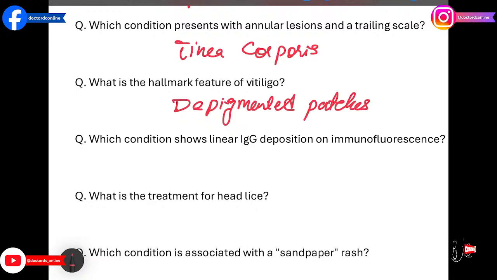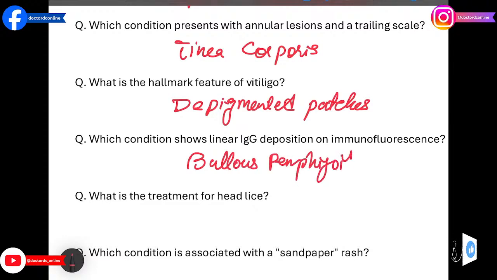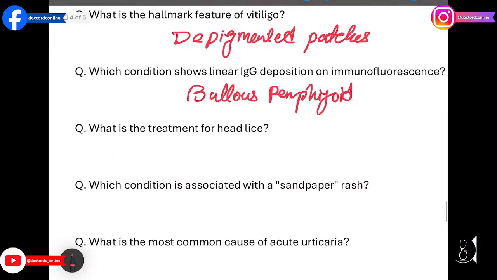Which condition shows linear IgG deposition on immunofluorescence? Bullous pemphigoid. This autoimmune disorder causes tense bullae in the elderly.